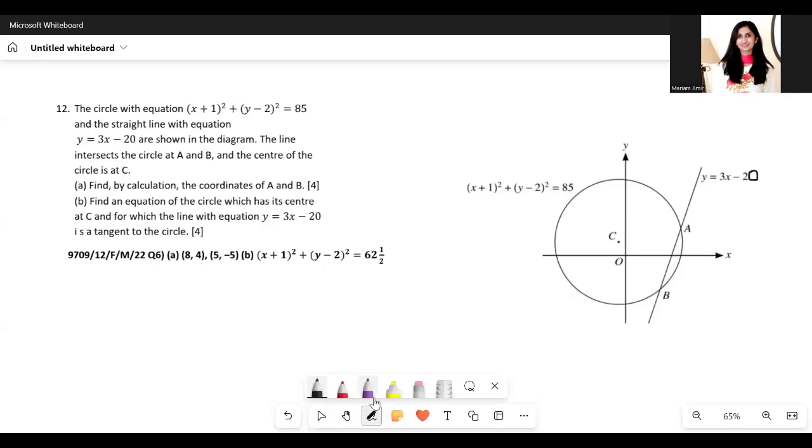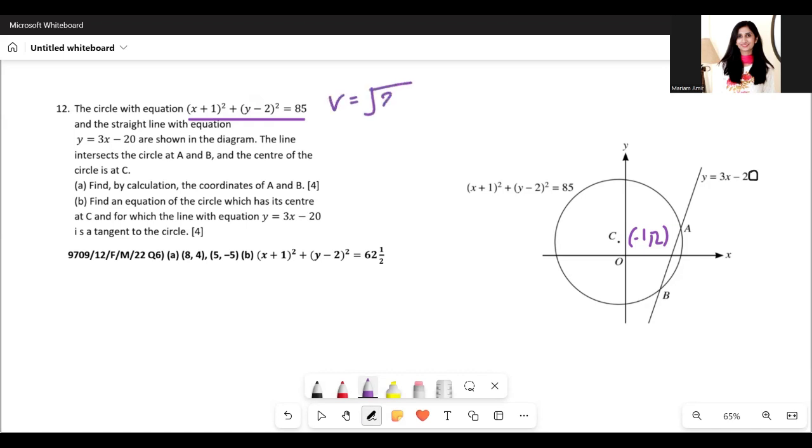Number 12, we're given a circle equation in this form. That means we can find the center from here. It's going to be (-1, 2) by changing these signs. And also we can find the radius. It's going to be the square root of the value given at the right, square root of 85.